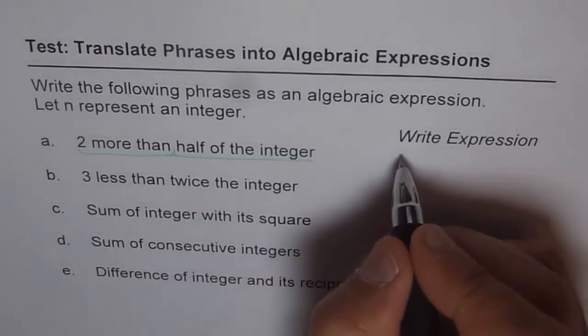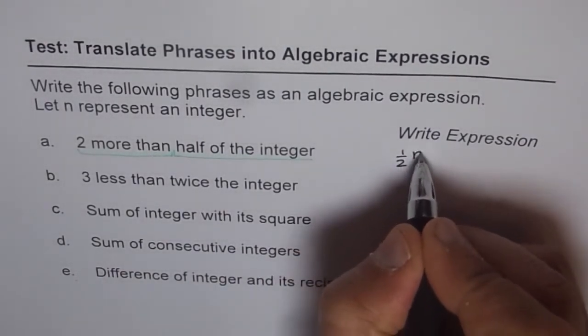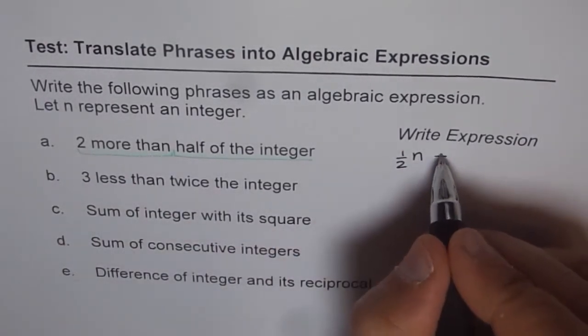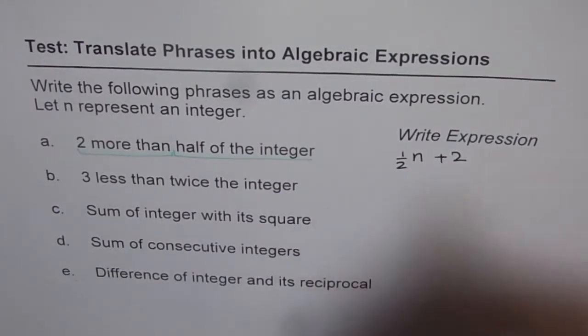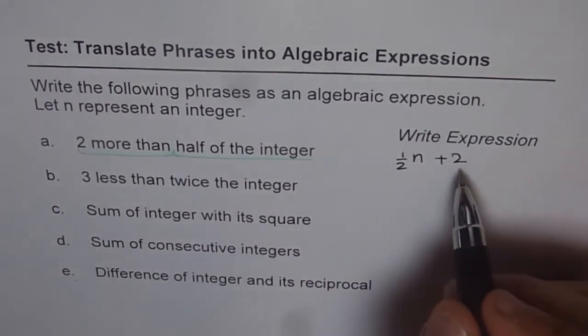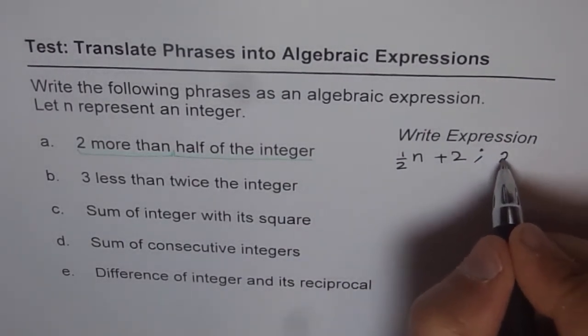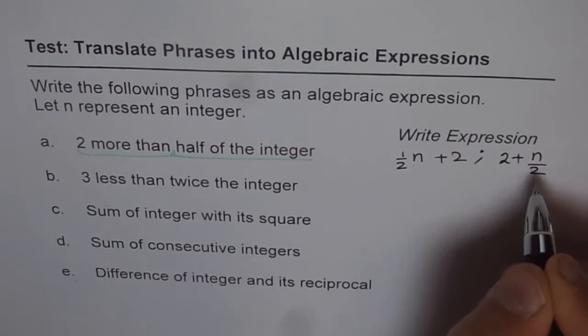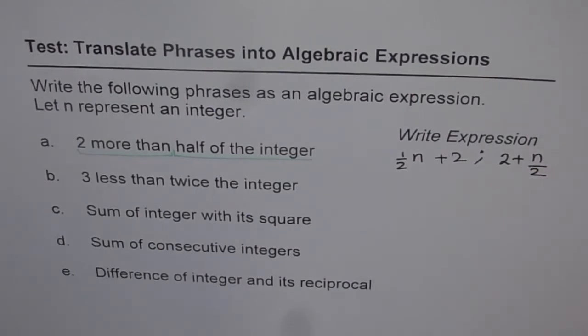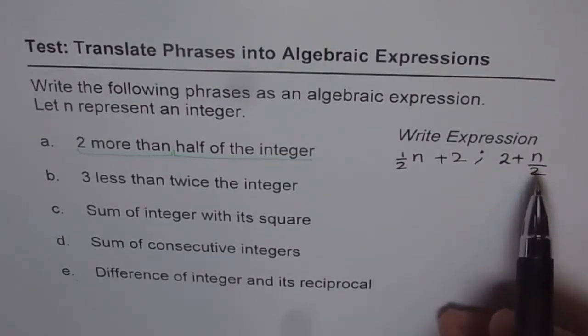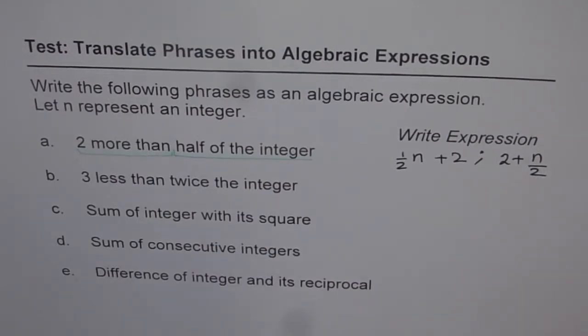Half of the integer is half of n, right? And 2 more than means plus 2. In this case, even if you write 2 plus half n, it will be correct. For example, if you write this as 2 plus n over 2, that is also a correct answer. But that can lead to problems later. So it's good when you are learning something, learn it in the right way. When you are comparing two things, one with the other, then the other comes first.